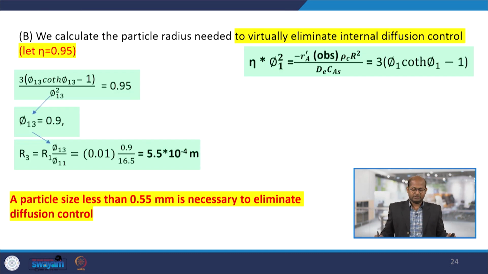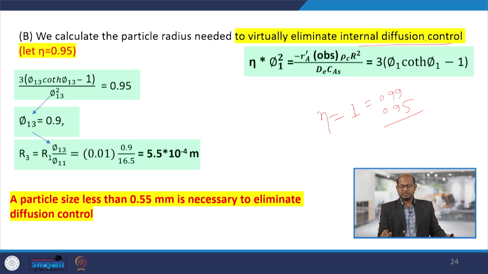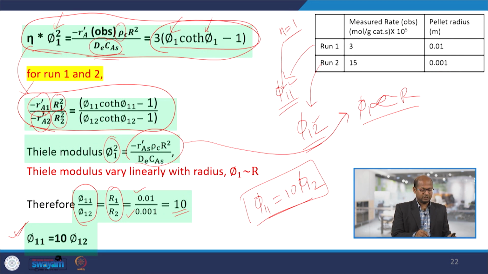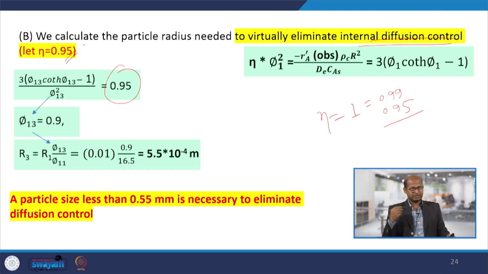So, how can we eliminate this? If we consider that the effectiveness factor is close to 1, or 0.95, so in that case, above 90 percent, we can eliminate internal diffusion. Okay. So, putting the effectiveness factor in these equations, we are taking eta equals 0.95. We could also put 1, but here we are putting 0.95. So, if we put 0.95, then phi 1 3 we can calculate.